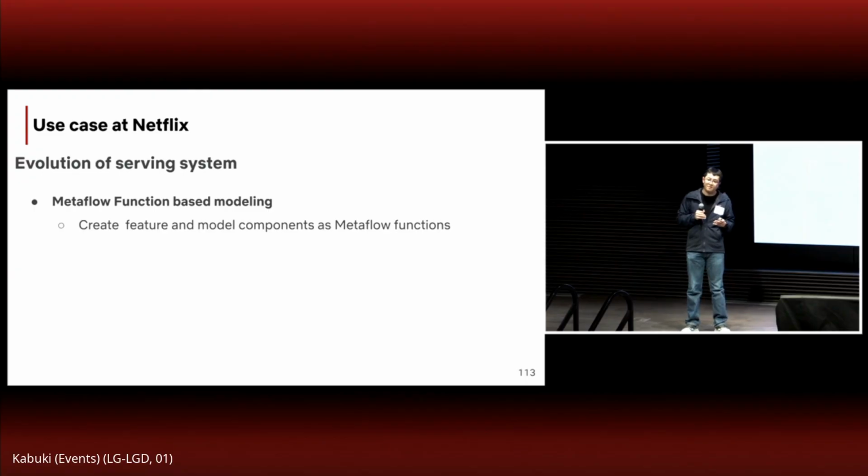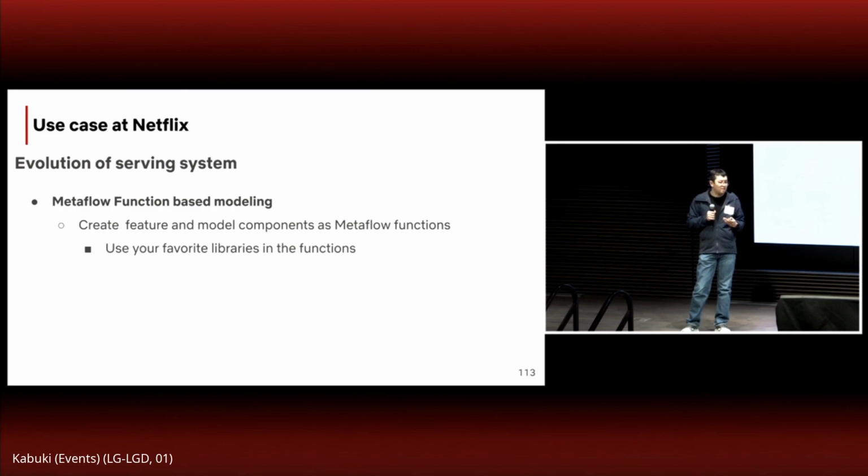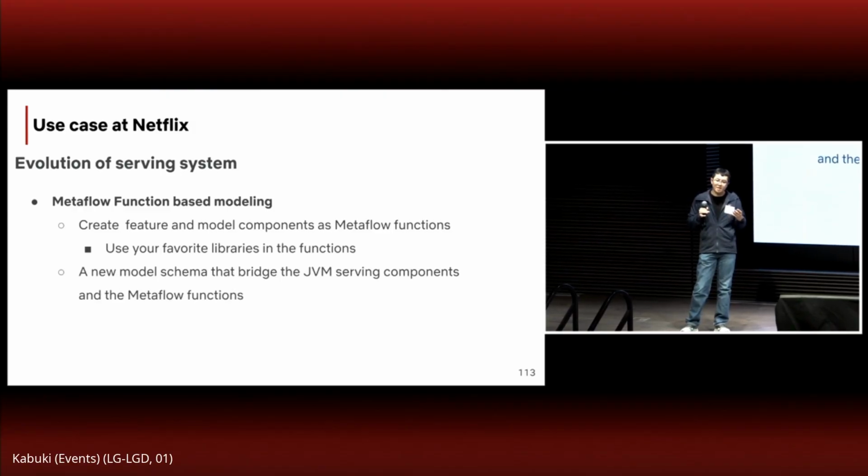So now instead of authoring all these components in Java, we have a new set of abstractions on top of Metaflow function where you can author all these components. And you can use whatever Python libraries you prefer in your function, and Metaflow can help package everything into this function abstraction. And as David mentioned, you can even move that to other systems to execute those functions. And we defined a new model schema that bridges the serving system and Metaflow functions.